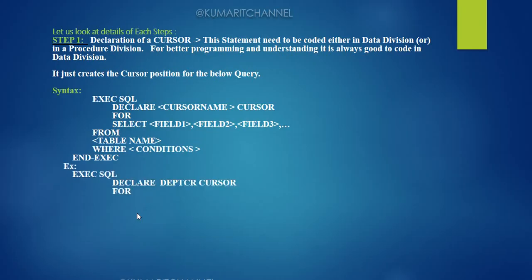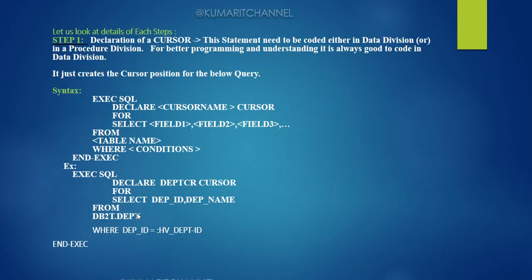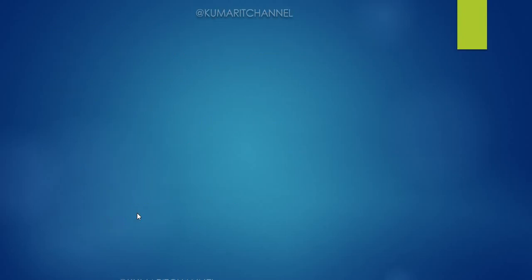Let's look at the example as well. You have a department table, and I'm trying to create a cursor for it. So you give DECLARE department cursor name CURSOR FOR, with the fields you are selecting: select department ID and department name from the department table. Obviously you'll be giving a database name, followed by a table space name, where department ID equals host variables. Host variables means you already have generated the copybook of this particular table using DCLGEN and declared it in the working storage section, and you are using this, right? That's it. So this is how the first step ends on the cursor side.